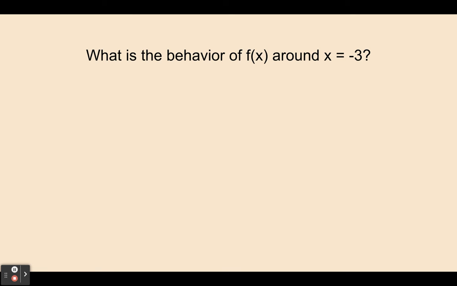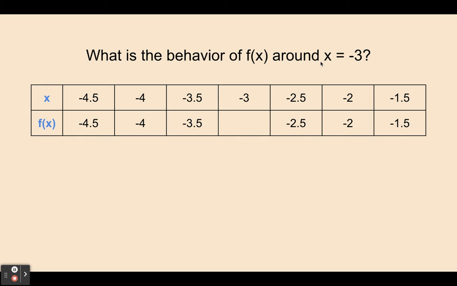All right, so now we did graphs, I'm sorry, let's do tables. I want to know, what does the function behave like around x equals -3? Well, let's say here's a table, around x equals -3. I have -4.5, -4. So this is coming in from the left. And then these numbers are bigger, so these are coming in from the right. Now I look at the y values. As I come in from the left, it looks like I'm approaching -3.5. As I come in from the right, it looks like I'm approaching -2.5.